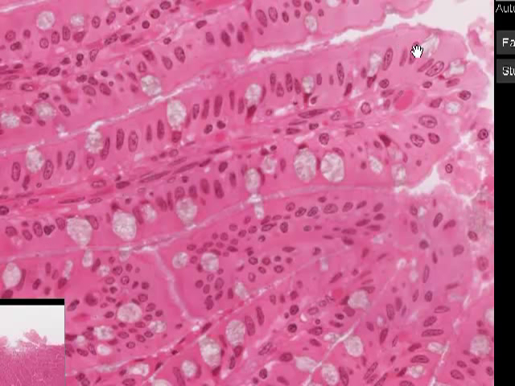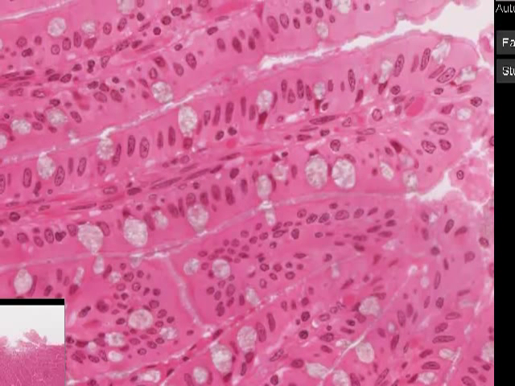Here we can see the lovely tall columnar cells. See them individually here. Here are their nuclei. And interspersed among them, the goblet cells. Notice here's the mucus, swollen apical part of the goblet cell, and then the lower part of it where the nucleus is found forms the stem of the goblet.